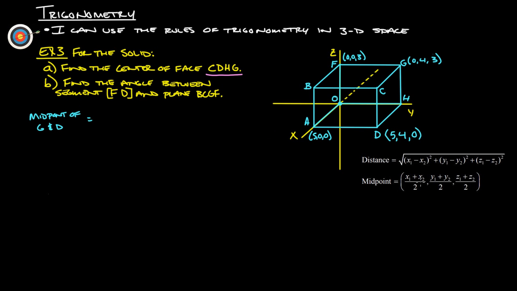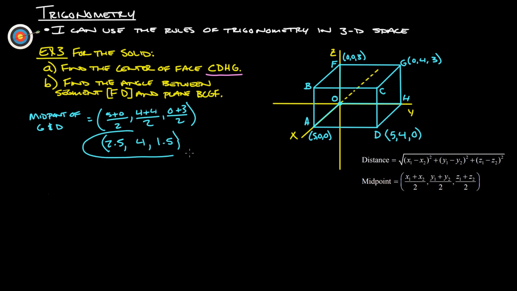Here's our midpoint formula. Add the x's together, divide by 2, y's together, divide by 2, z's together, divide by 2. So we've got 5 plus 0 divided by 2, 4 plus 4 divided by 2, and 0 plus 3 divided by 2. Okay, so 5 plus 0 divided by 2 is 2.5. 4 plus 4 is 8, divided by 2 is 4. And 0 plus 3 is 3, divided by 2 is 1.5. So there is our midpoint.